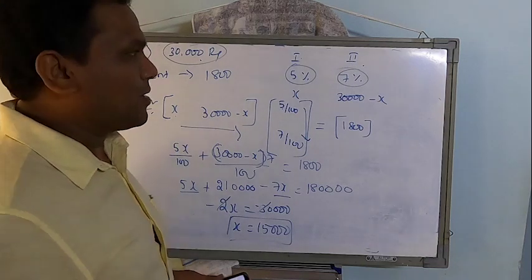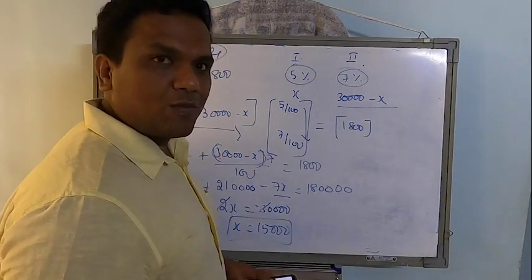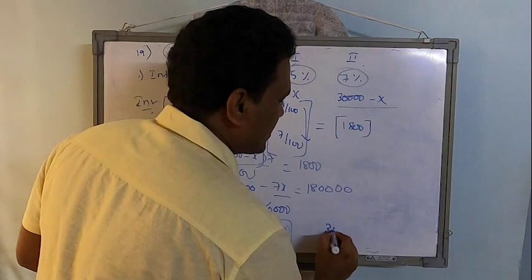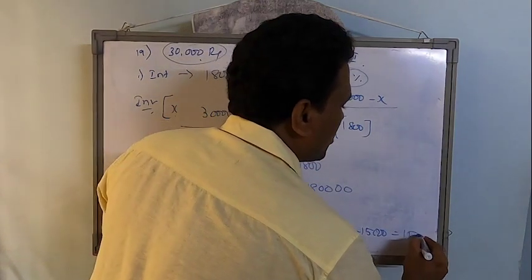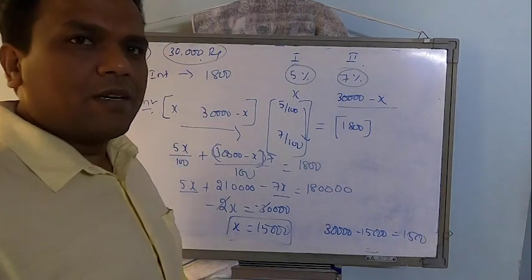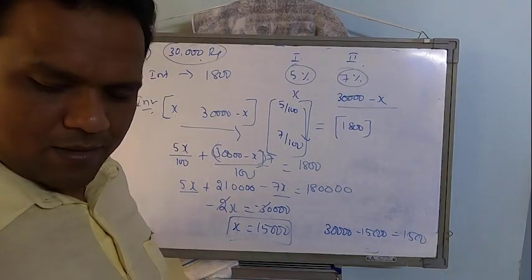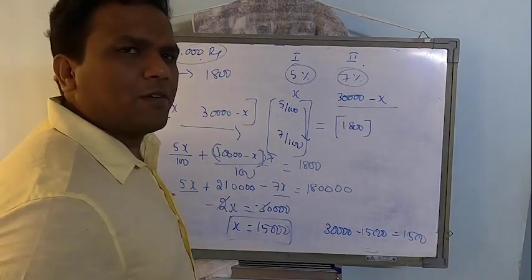So what is the second amount? The second amount is nothing but 30,000 minus x. So the second amount which I invested is 30,000 minus 15,000. That's also going to be 15,000. A statement problem, students. Usually bankers use matrices also. We are not familiar, that's all.